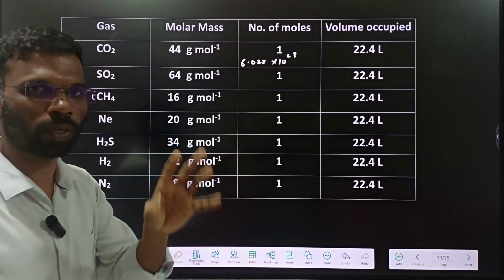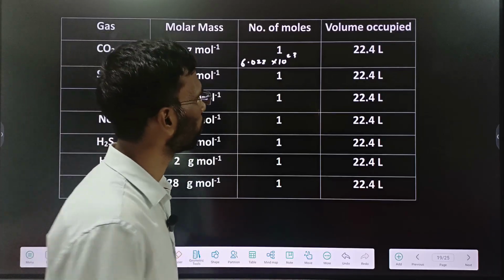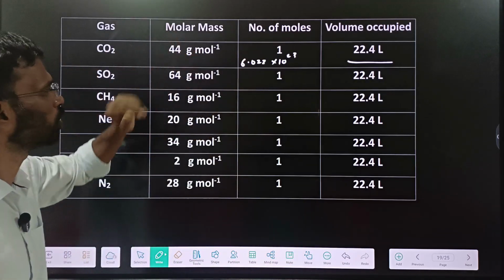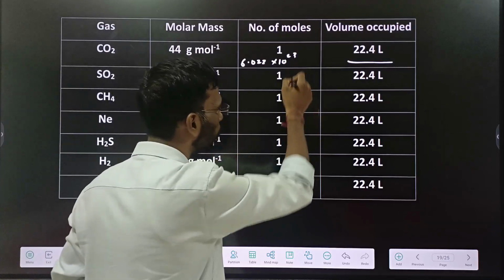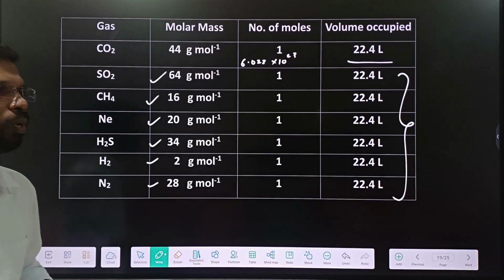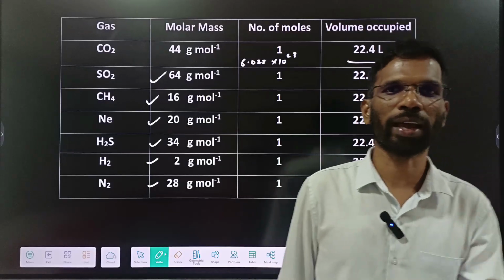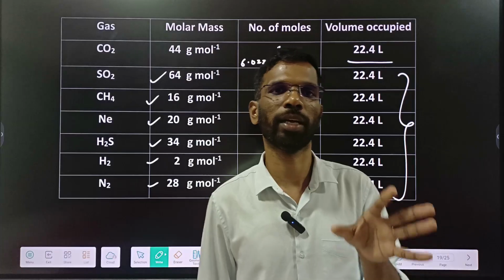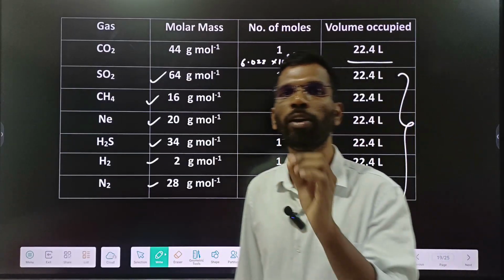Now at a condition, what is the condition? If the temperature is 273.15 Kelvin and the pressure is 1 atmosphere, that gas will occupy 22.4 liter of volume irrespective of its molar mass. Whatever their molar mass, 1 mole of gas occupies 22.4 liter only. So fix in your mind that 1 mole of any gas, only for gases, at STP, the standard conditions of temperature and pressure, will occupy 22.4 liter only.